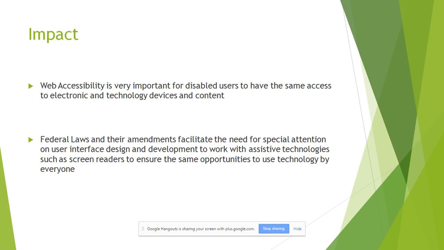Now, we covered some legal things as well as some compliance aspects, as well as assistive technologies slightly with the screen readers. These are all things that are very important. Web accessibility for disabled users is very important so that these disabled users have the same access to electronic and technology devices and content. These federal laws and their amendments facilitate the need for special attention on user interface design and development to work with those assistive technologies, such as screen readers, to ensure the same opportunities to use technology for everyone.